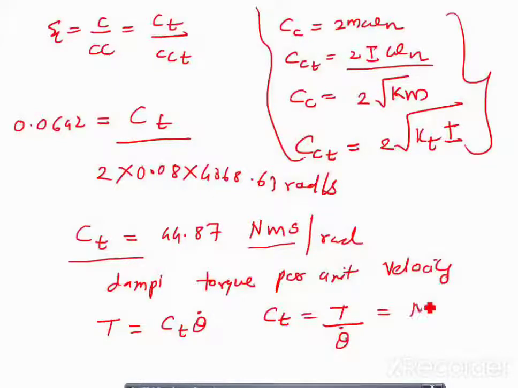So you can see the unit becomes Newton meter, and what is the unit of this? Radian per second. So that is why this unit becomes Newton meter seconds per radian, and that is why the Ct is called a damping torque per unit velocity. So am I correct? Okay.